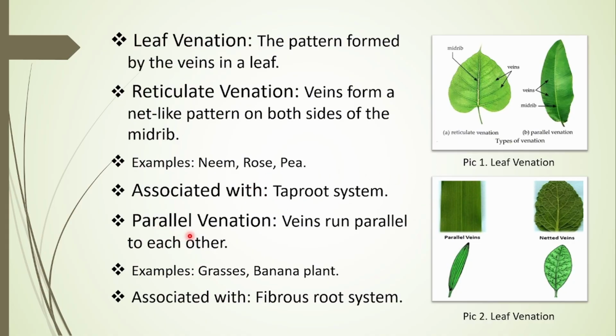And what is parallel venation? Veins run parallel to each other. The veins will be parallel to each other. Examples are grass, banana plant. These plants have parallel venation system. Whenever the parallel venation system is present, their root system is fibrous root system.